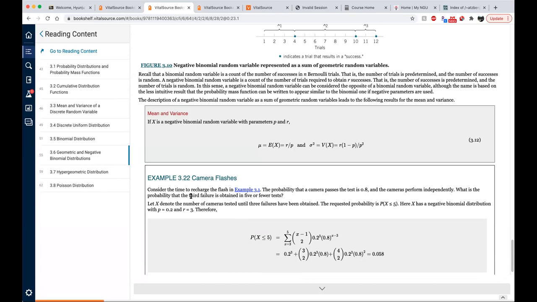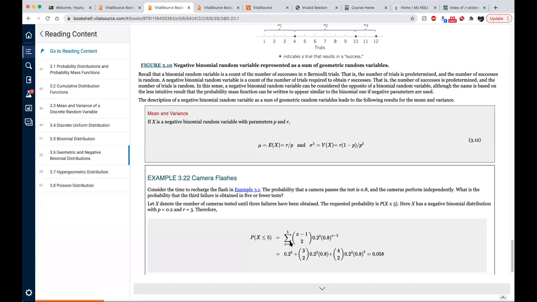So definitely this problem is not about the binomial distribution. And it is not the first failure but the third failure, so this is not a problem about the geometric distribution. So it must be a negative binomial distribution. This is how you figure out which probability distribution you should apply. So now X is the number of camera tests until we get 3 failures. Then we have to find the probability that X is less than or equal to 5, the sum for X going from 3 to 5.